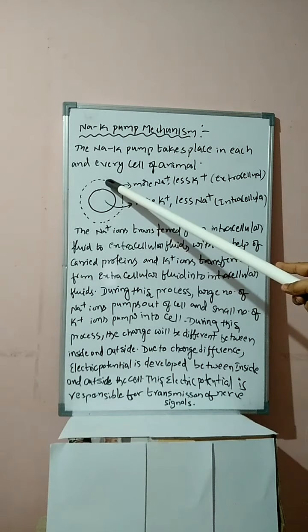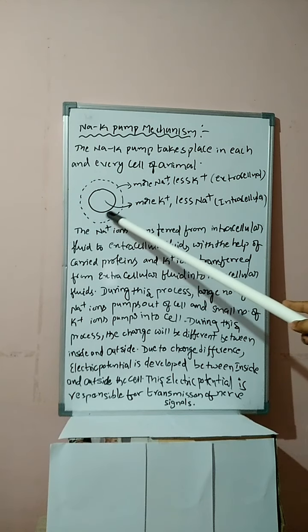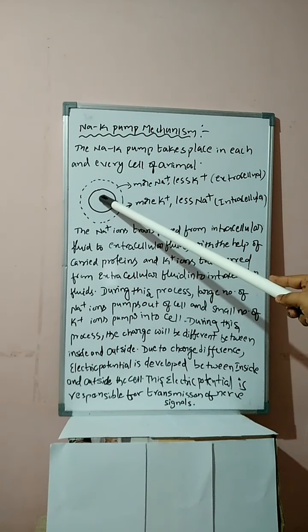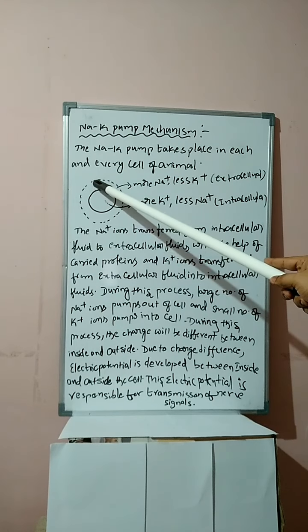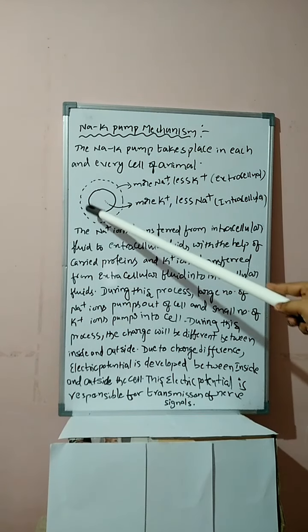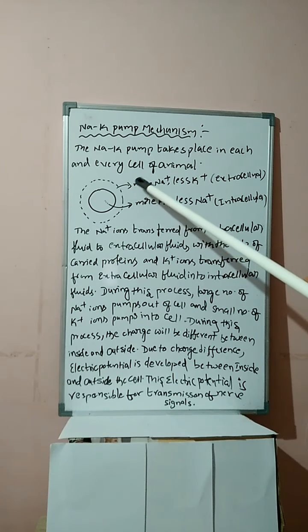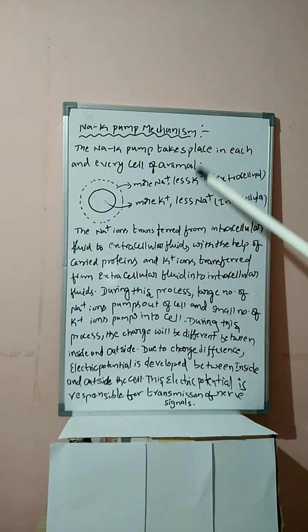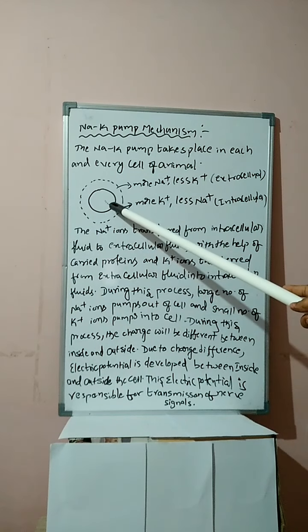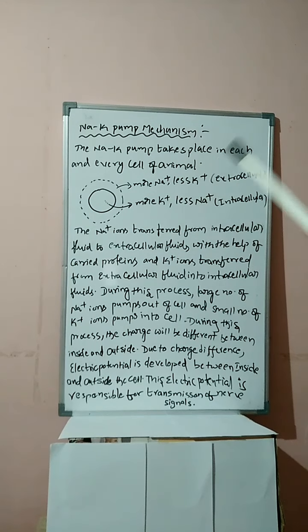Outside the cell, extracellular fluids are present. That is, this dark circle is nothing but the cell. Inside the dark circle, intracellular fluids are present. Outside the dark cell, that is, extracellular fluids are present. The extracellular fluids contain more Na+ and less K+. The intracellular fluids contain more K+ and less Na+.